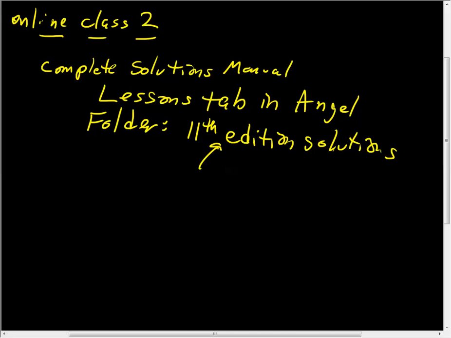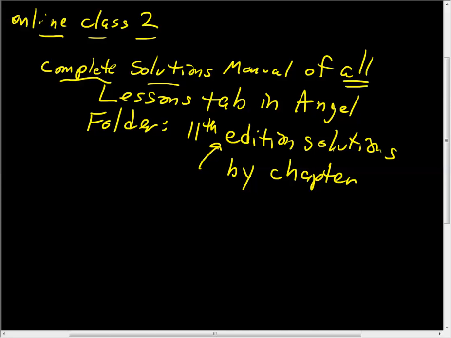Now it's broken down by chapter, and every chapter is a PDF file that contains, again, complete solutions of all problems and exercises included in the text. So if you're wondering about solutions for any particular problem, this would be an excellent and probably the premier resource to consult first, and it is available to you, posted totally and in completion under the Lessons tab in Angel. So look for that if you're looking for particular solutions for any particular problem.